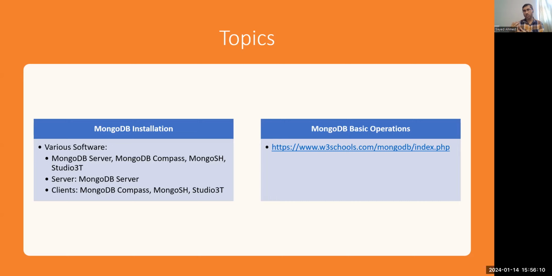Whether it's Robo 3T, mongosh, Studio 3T, or Compass, everywhere you connect to the MongoDB server. So the MongoDB server is the main storage thing, and then you need a client, right? Okay, so you know it.